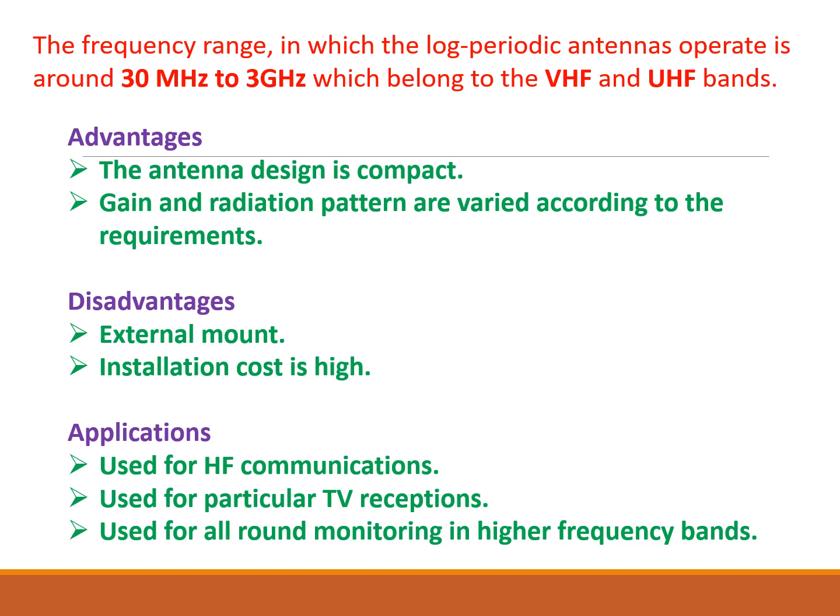Now the frequency range in which log periodic antennas operate is around 30 megahertz to 3 gigahertz, which belongs to the very high frequency and ultra high frequency bands. The main advantage is that it is compact. Gain and radiation patterns are generally varied according to the requirements. And as the name indicates, frequency independence is obtained here. It is used for high frequency communications, for TV receptions, and for all-round monitoring in high frequency bands. Thank you, students.